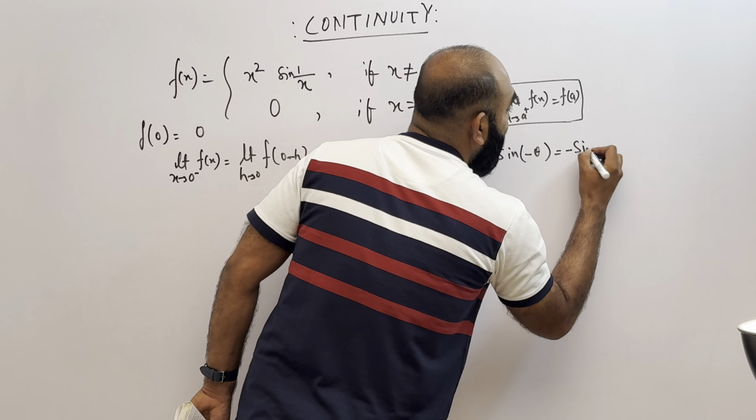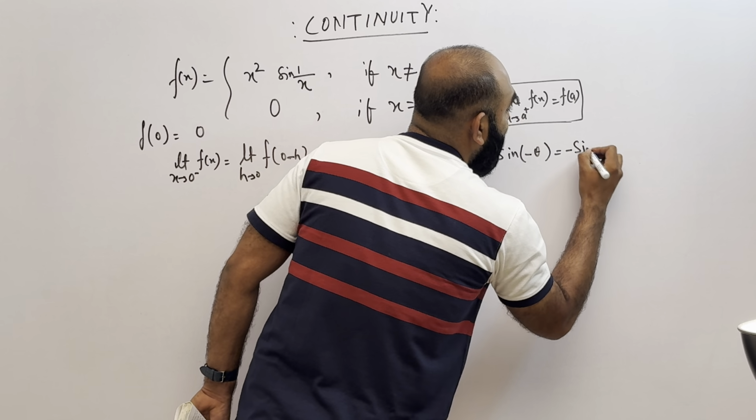Now see, when h is tending to 0, 1 by 0 is what? 1 by 0 is nothing but infinity. I already told you all these things: 1 by 0 plus is plus infinity, and 1 by 0 minus is minus infinity. This you have to keep in mind, but right now all these things are not required. So h is tending to 0, so 1 by h is nothing but infinity.